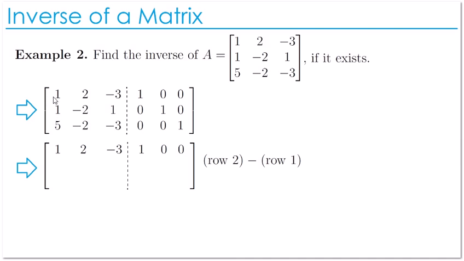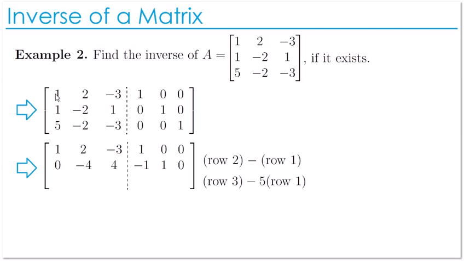Row 2 minus row 1, 1 minus 1, that is 0. Negative 2 minus 2, you have negative 4. 1 minus negative 3, you have positive 4. 0 minus 1, negative 1. 1 minus 0, 1, and 0 minus 0, 0. Then to make this entry 5 be 0, what we do is row 3 minus 5 times row 1. So multiply 5 on row 1, then subtract it from row 3.